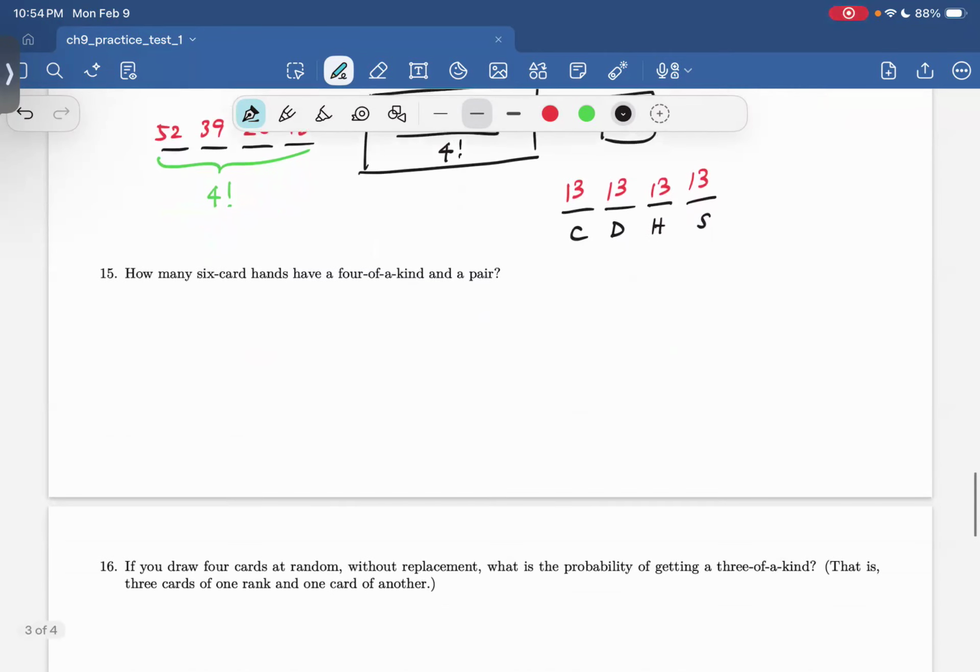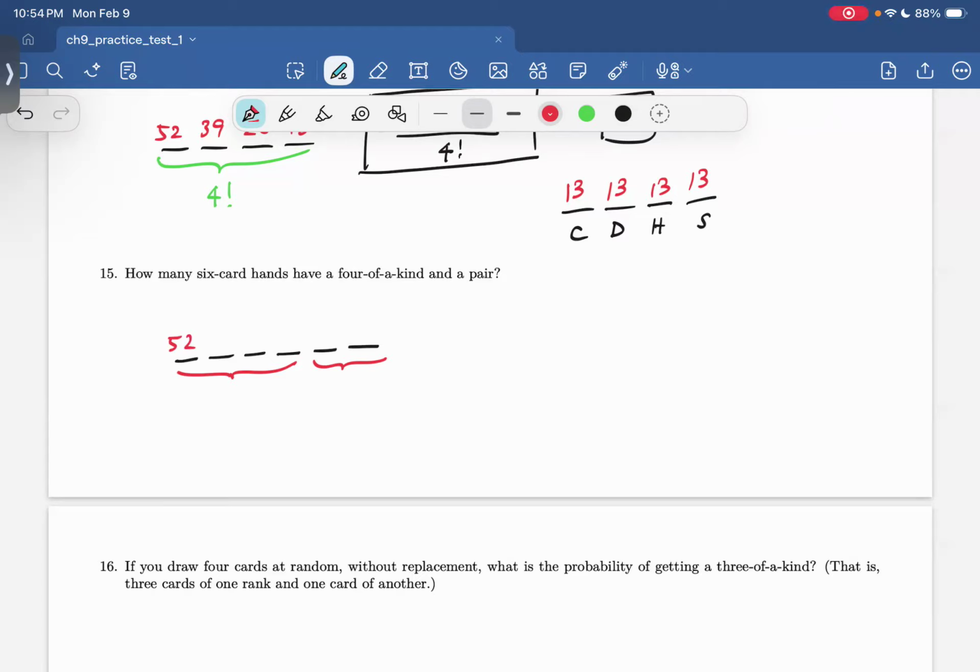Next question. How many 6-card hands have a 4 of a kind and a pair? Let's say that the four of a kind is here and my pair is here. So I'm going to determine it to be like that. I have 52 choices for the first card.